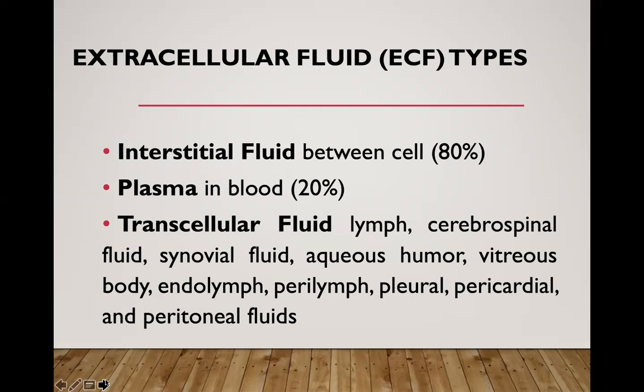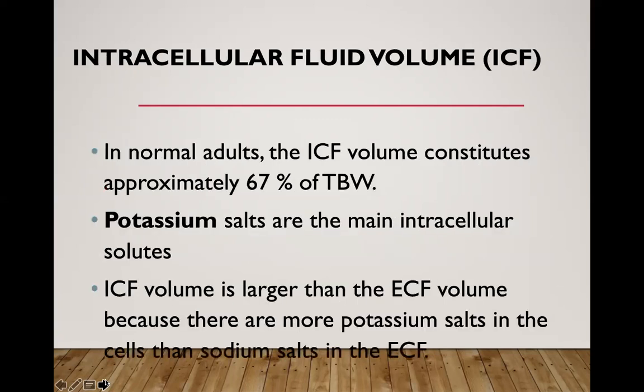And then we also have what we call the transcellular fluid. This is composed of lymph, the CSF, synovial fluid, the aqueous humor in the eye, the vitreous body, endolymph, perilymph, which we see in the middle ear, and the contents of the body cavities such as the pleura, the pericardium, and the peritoneum. The intracellular fluid volume in adults constitutes around 67% of the total body weight. Potassium salts are the main intracellular solutes. The ICF volume is usually larger than the extracellular fluid volume because there are more potassium salts in the cells than sodium salts in the extracellular compartment.